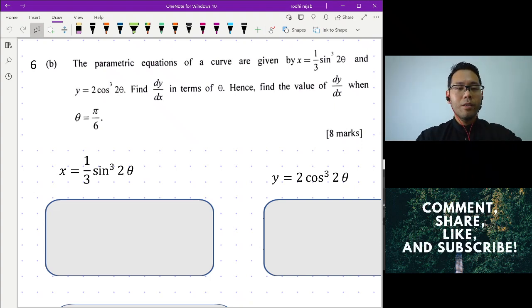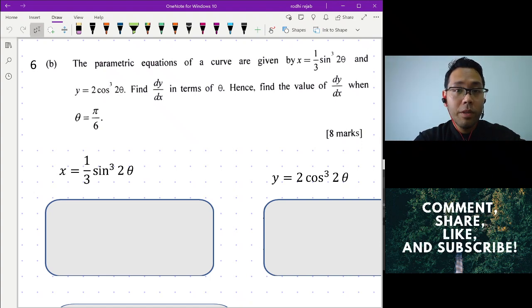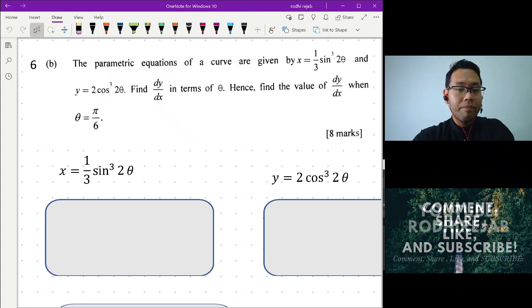Okay, so let's continue. This is the question: the parametric equation of a curve is given by an x equation and a y equation. Find dy/dx in terms of theta, and then find the value of dy/dx when theta is equal to pi/6. You may try this question by yourself. You can pause the video, and if you're ready, let's do it together.